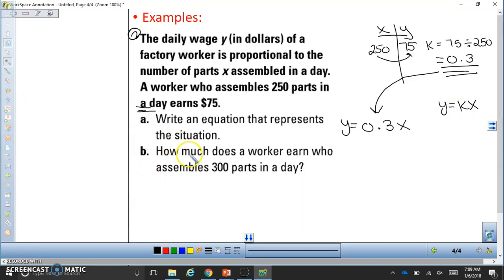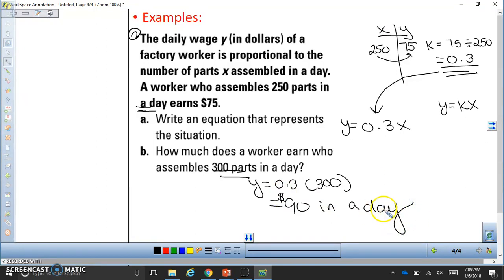And you did it. Now, we're going to predict off of our equation. How much does the worker earn who assembles 300 parts in a day? So, y equals 0.3 times 300, because remember parts is x, which equals 90. So a worker who assembles 300 parts makes $90 in a day. So they're getting 30% of the money of how many parts they make. All right.